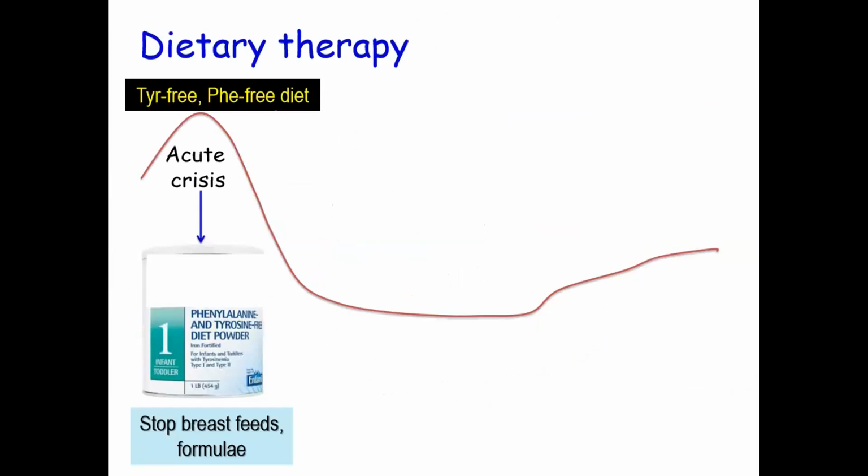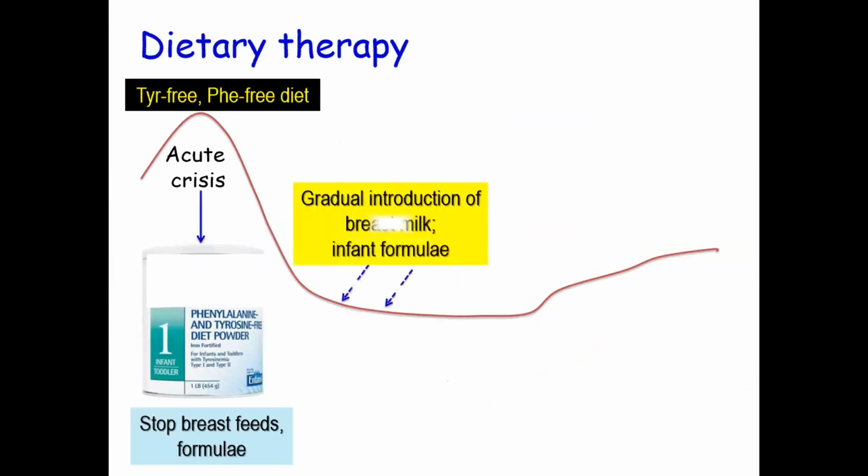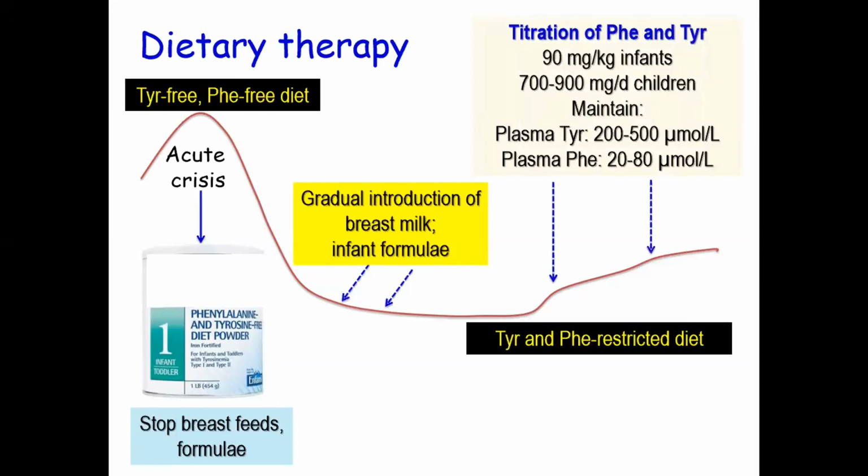So normally what happens is, and these formulae are now available in India. In an acute crisis, you give a tyrosine-free, phenylalanine-free diet. You stop the breastfeed. Then, once the disease is settling down, you gradually introduce breast milk, because that is very, very important for the children. And then you give a tyrosine and phenylalanine restricted diet, and you try and maintain the plasma tyrosine and phenylalanine at levels of 200 to 500 micromoles per liter.